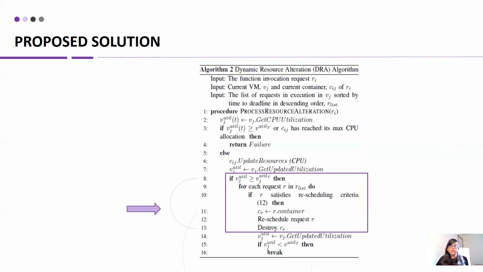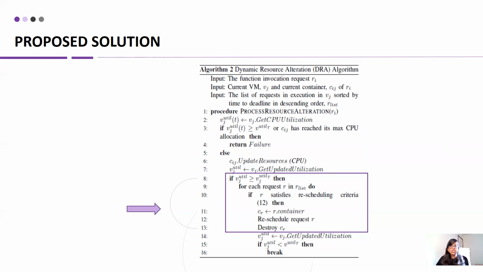And after each resource update, the VM is checked for resource overloading. In the presence of resource overloading, the algorithm proceeds to efficiently evict some of the most recently scheduled tasks, and this is done based on a rescheduling cost. This cost is determined by the time spent from request arrival and also by the time to reschedule.